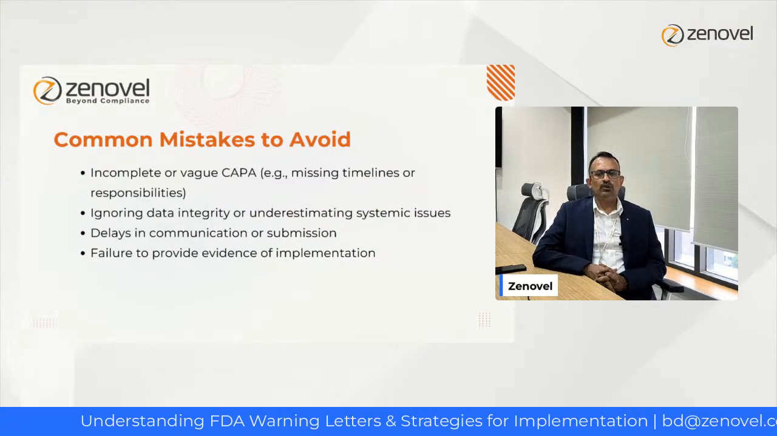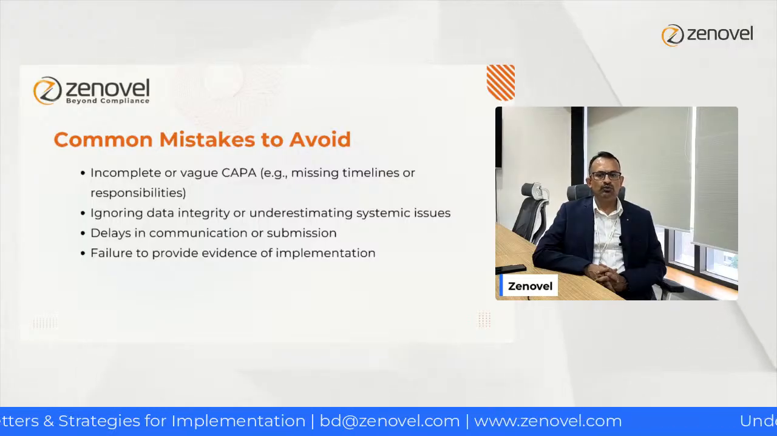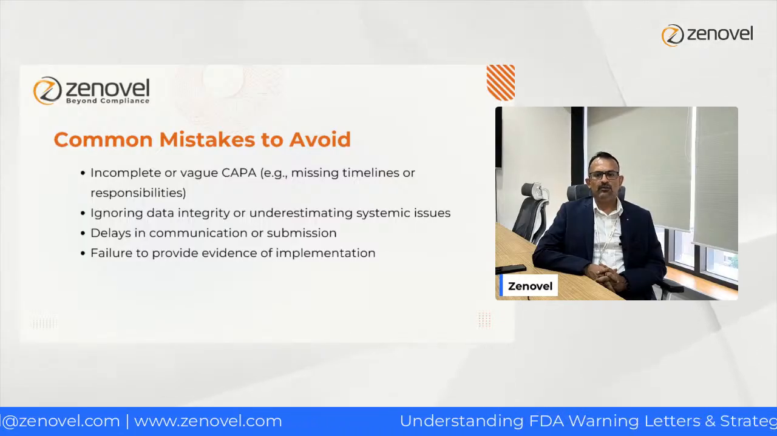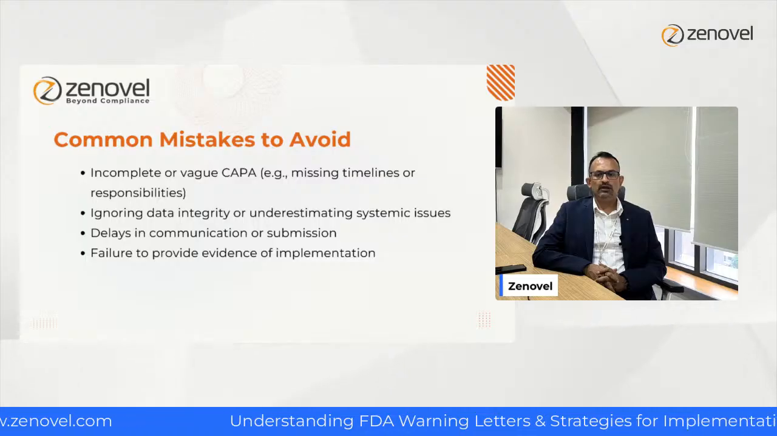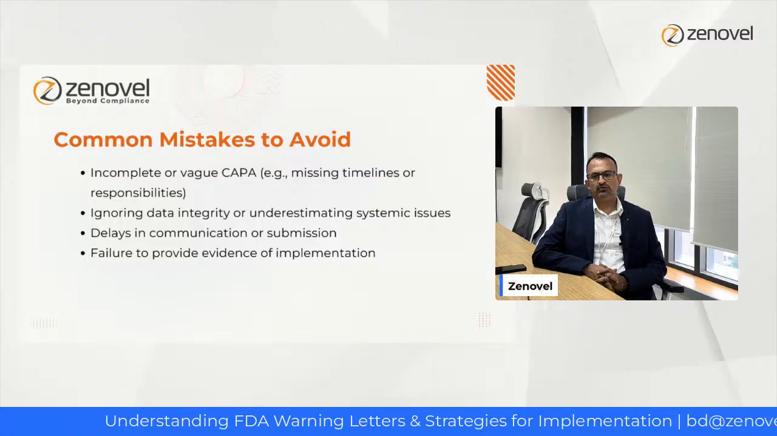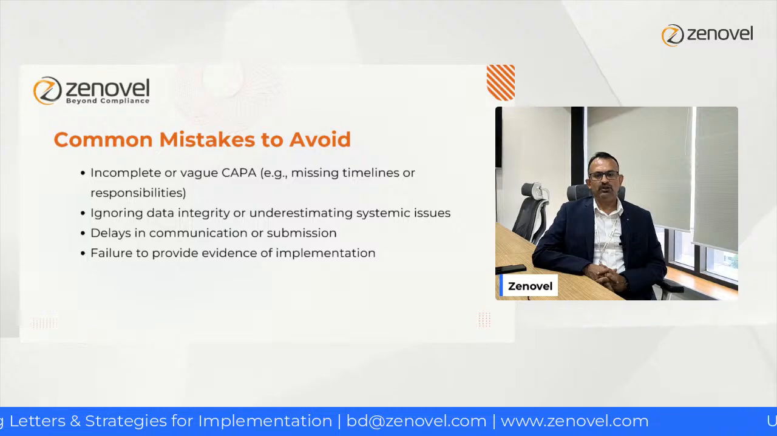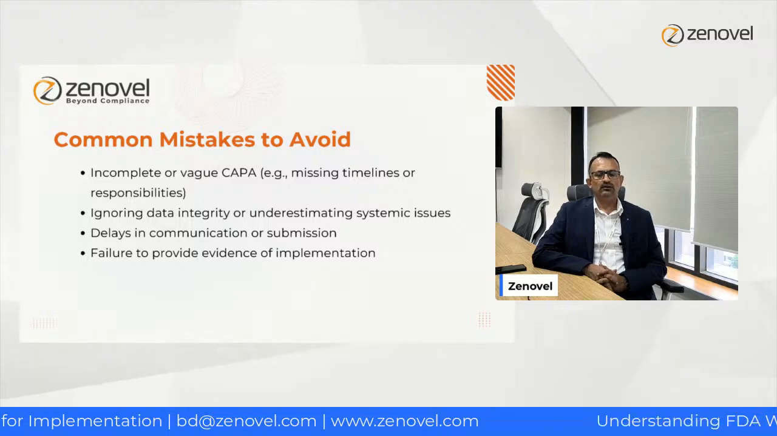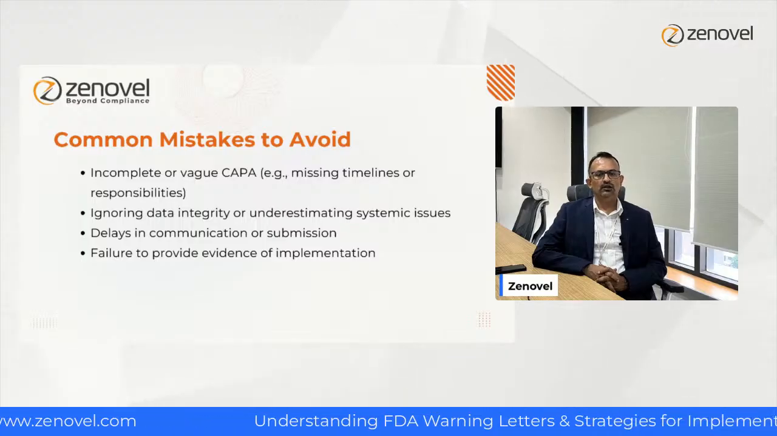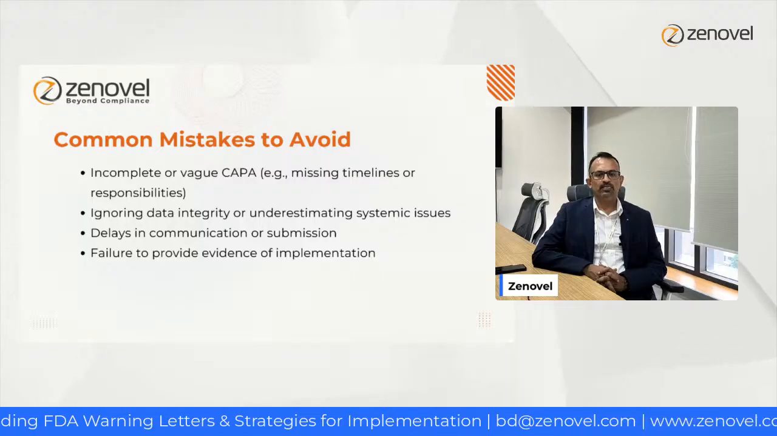So let's discuss the common mistakes to be avoided during the execution of the study or project, or when giving the answer to the FDA. Incomplete or vague CAPA responsibilities are not provided in the response letter. Ignoring data integrity or understanding systematic issues. Sometimes an exact observation is given, but the response is different from the observation. So we have to avoid such kinds of responses.